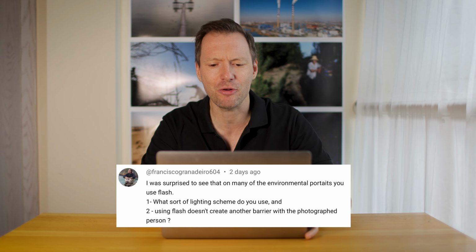Using flash doesn't create another barrier with a photographer or the photographed person. Yeah, that's another good point, because when you have the flash there, it is pumping out that flash towards them. And to be honest, most people don't really like having a flash going off around them. So the main thing to pay attention to in that particular situation is to work relatively quickly, because I don't want to be there for a really, really long time, firing that flash in people's faces over and over and over again.